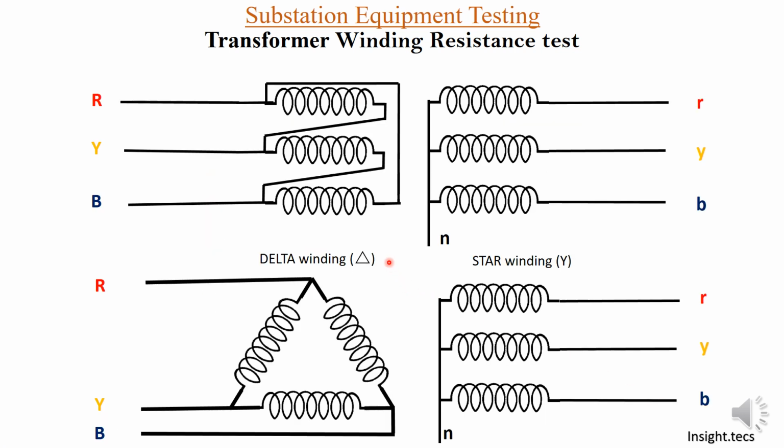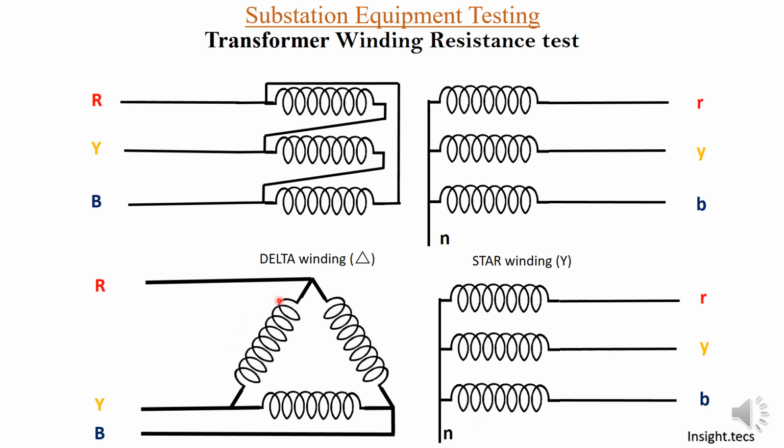Now for the transformers, we have delta and star windings. This is a general picture for delta and star winding. This is more familiar and easier to understand. For a delta winding connection, this is how the winding is connected. It doesn't have a neutral, but a star winding will have a neutral, as you can see over here.